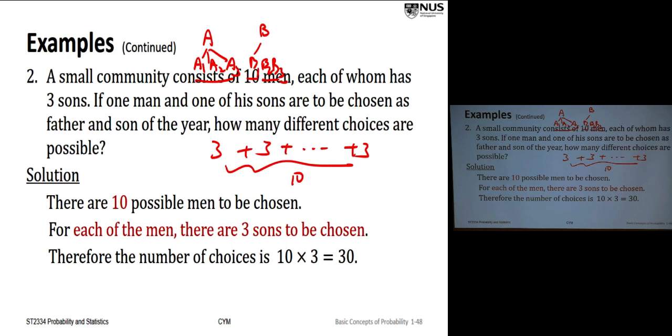So 3 plus 3 plus 3 until the man I is still 3. Man J only 2. So it's 9 times 3 plus 2. So basically it's addition. So it's 29. So we can multiply because each of the men in this example has 3 sons. They don't have to be the same 3 sons. Each man has their own 3 sons.